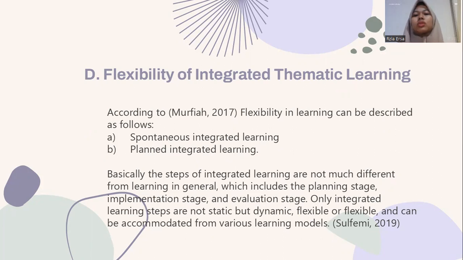According to Murphy et al., flexibility in learning can be described as follows. The first one is spontaneous integrated learning, and the second is planned integrated learning. So spontaneous integrated learning is a learning process where the teacher can link other material with the material being taught. For example, a science teacher will discuss the subject of water. She intends to integrate this subject with other subjects in science and relevant subjects in other subjects.